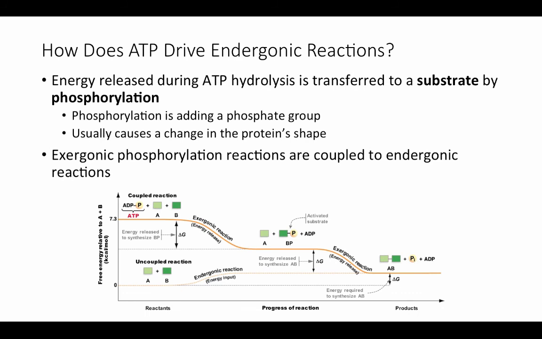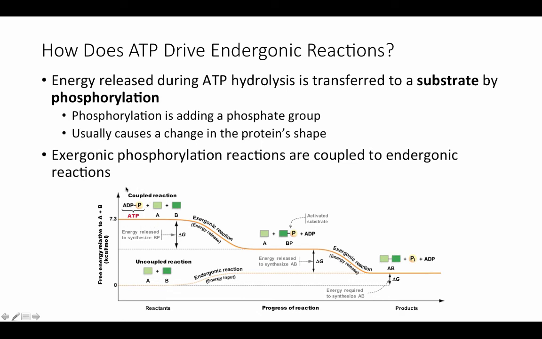So first let's look at the uncoupled reaction. Your two reactants A and B are combining to make AB. So normally if we're not going to use ATP, these reactants are at a lower free energy state than the products. So we need an input of energy of delta G, the difference between the free energy of the products and the reactants, to be able to make this go. So here is the energy state of the final product AB compared to the energy state of the two.